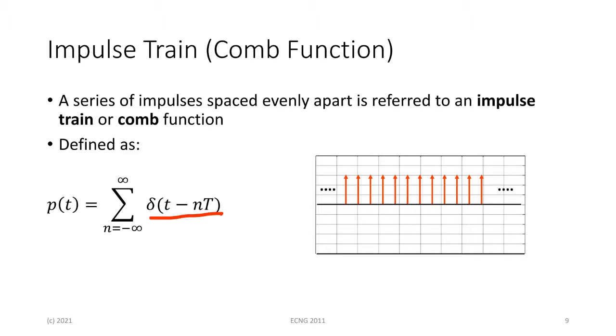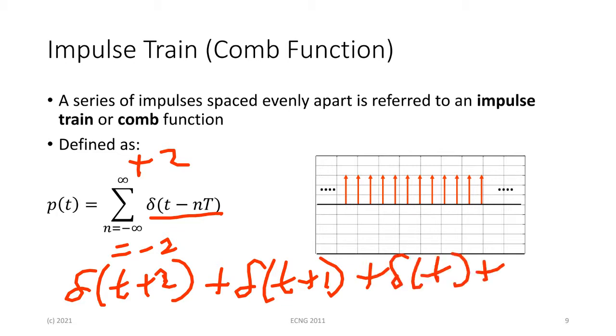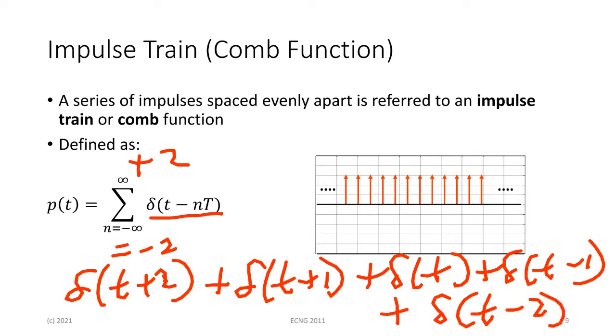So if you run this, let's just say for argument's sake, we run it n equal minus 2 to plus 2. What that is going to give us is delta t plus 2, plus delta t plus 1, plus delta t, plus delta t minus 1, plus delta t minus 2. So in other words, you're going to have 5 impulses, at t equal minus 2, minus 1, 0, 1, and 2.